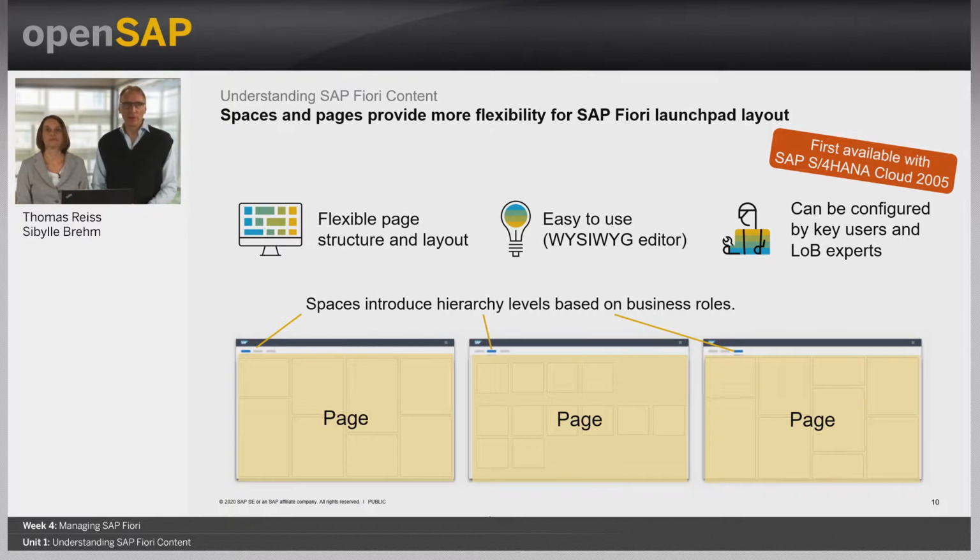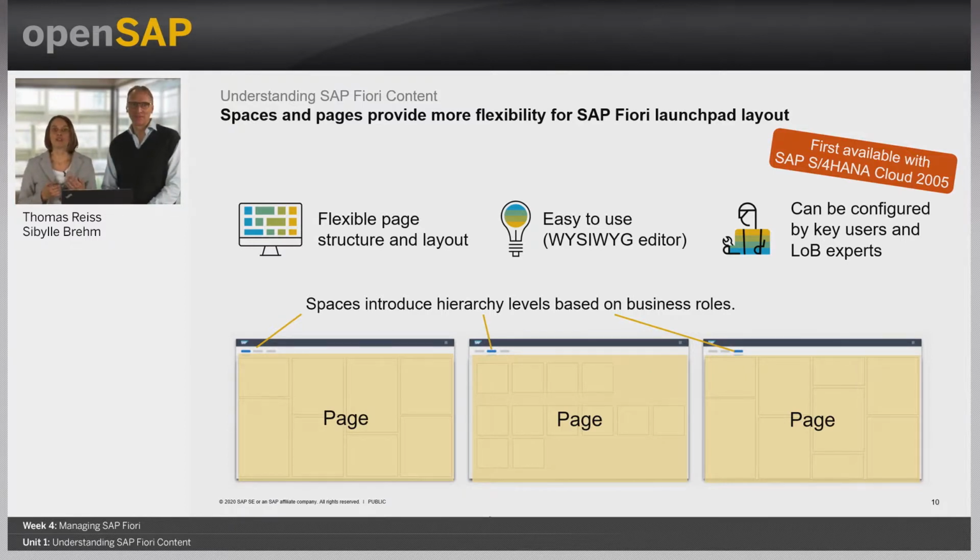In the first version, each space just contains one entry page, so that users can have one page per business role, but in the next step it's planned that spaces will also hold several pages and later even page hierarchies if they're needed. Customers can define the layout of these spaces and pages for themselves, and users can personalize them to meet their needs. Sibylla, over to you again to explain how that works.